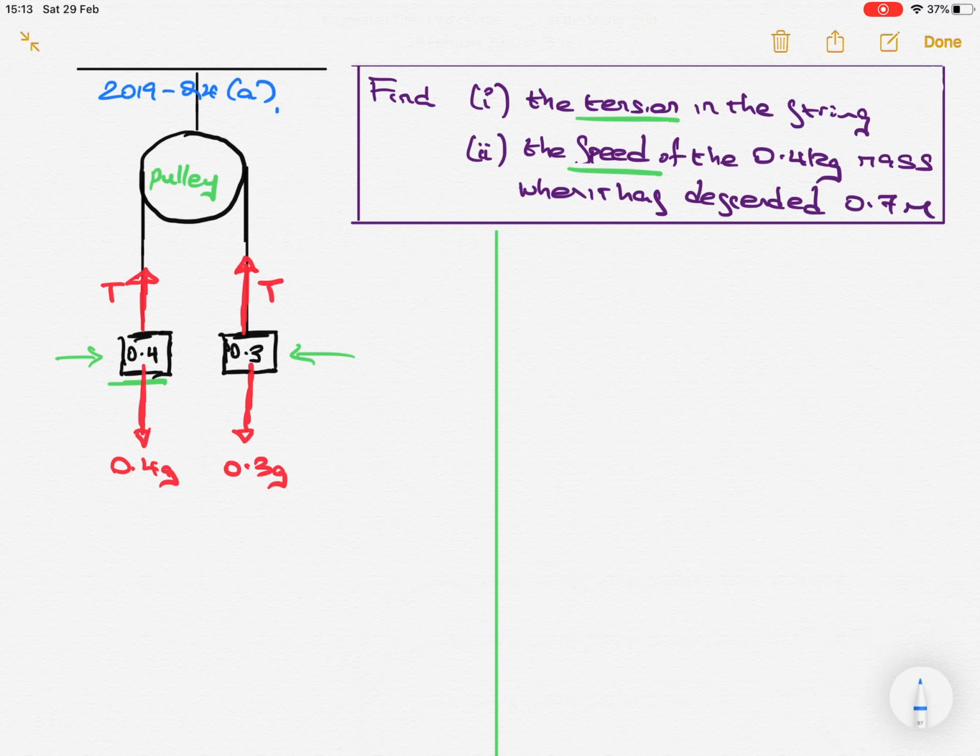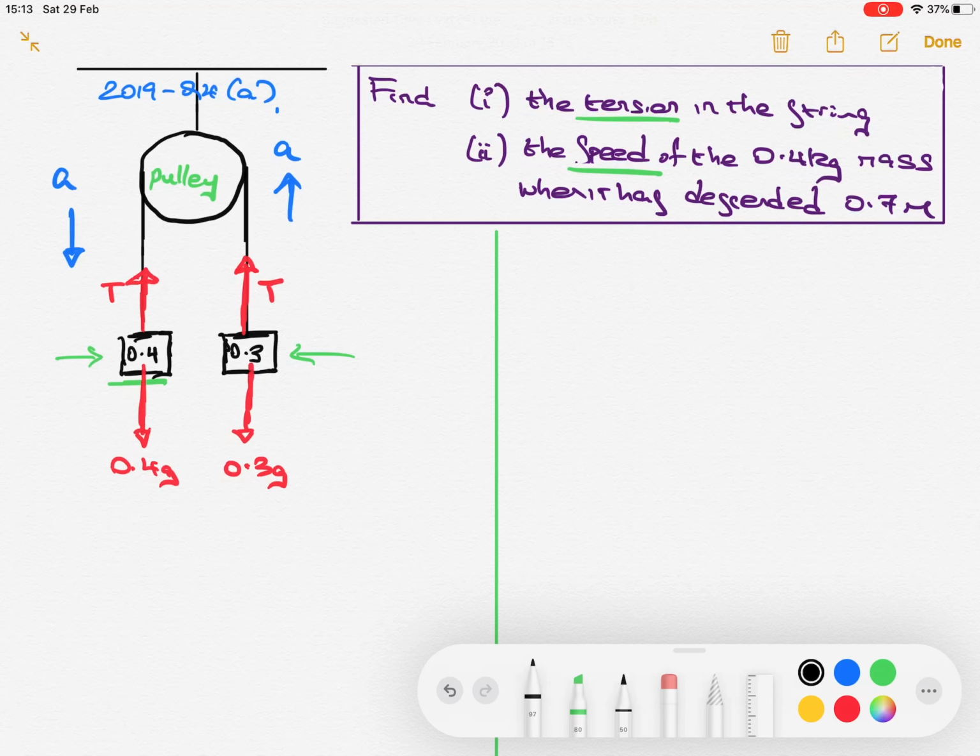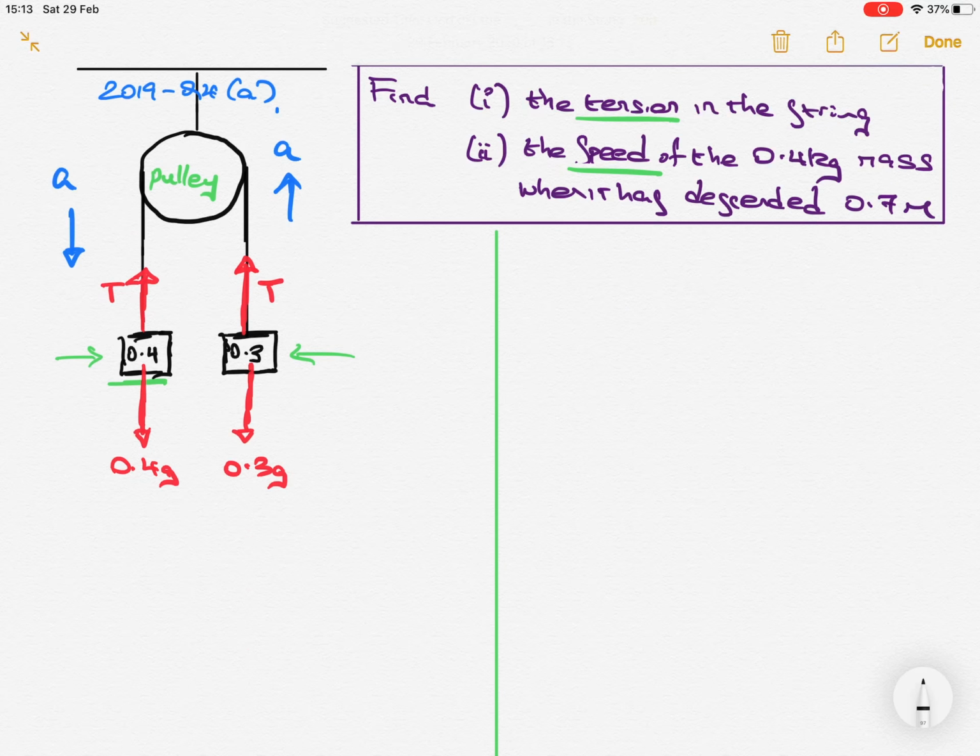Let's just declare now the directions of the accelerations so we can apply Newton's second law properly. Clearly the 0.4 kilogram mass is going to go down with an acceleration a, whilst the 0.3 kilogram mass will go up with an acceleration a. Both accelerations are the same because there's only one string. Okay, so here we go, F is equal to ma. Let's bear in mind, of course, that g, the acceleration due to gravity, is 9.8 meters per second squared. So we're going to apply F equals ma to both these particles.